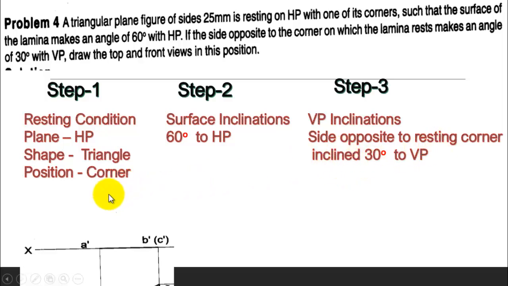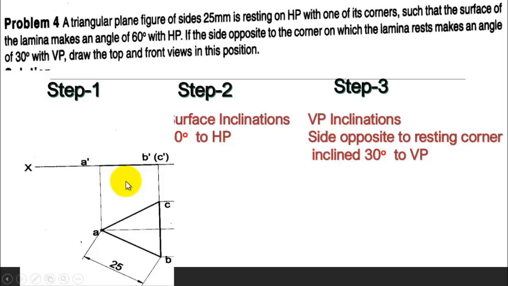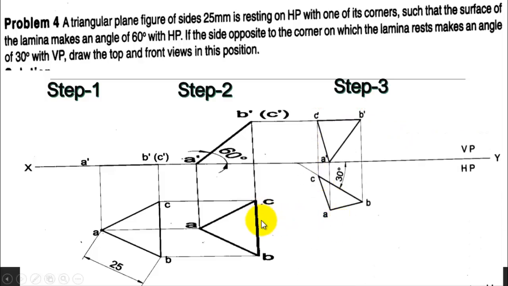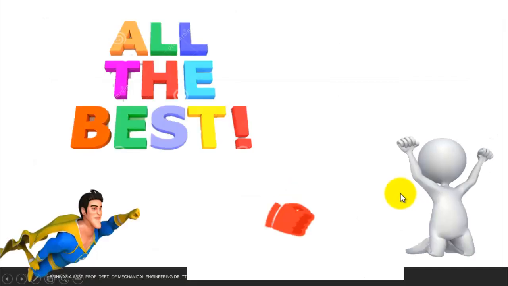Coming to the first step, we have to take the corner condition and finish the front view. In the second step, we have to take the surface inclination of 60 degrees and get the top view. Next, the side opposite, BC, is to be placed on an inclined line at 30 degrees and get the final front view. This is how we need to solve this problem.